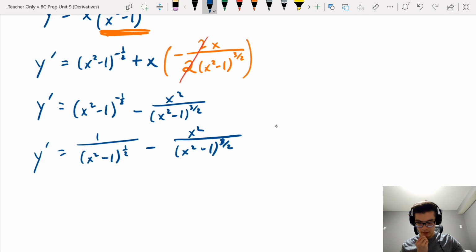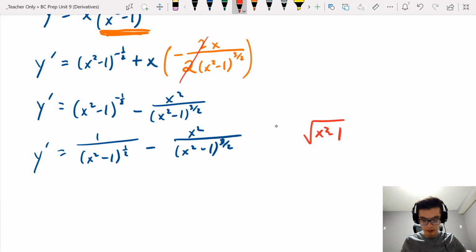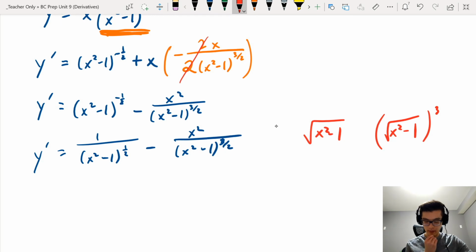So that means, if it helps you to see it this way, this is what I'm visualizing in my head right now. The first one, if I just worry about the denominator, technically that is going to be square root of x squared minus 1, whereas the second denominator, it's going to be square root of x squared minus 1, but the whole thing is cubed. And so what I'm trying to do right now is combine this so that it looks cleaner and a bit easier on the eyes.